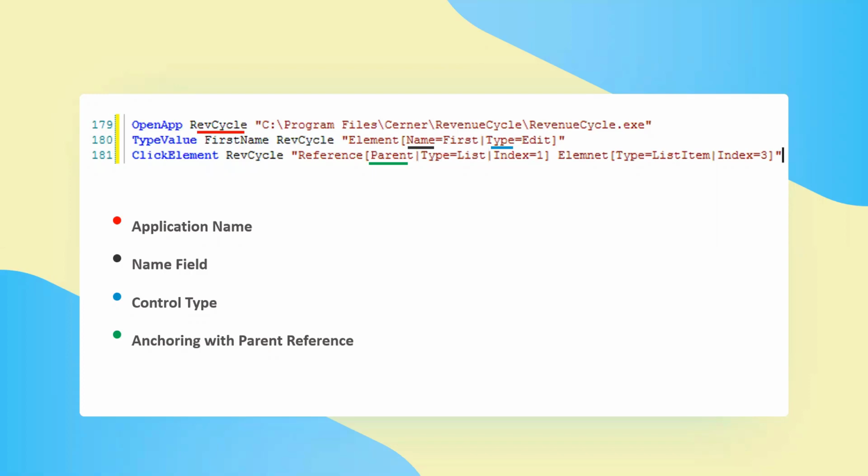And so on line 179 at the top, it says rev cycle, and then there is the application that we are opening. And that's going to be linked to this rev cycle kind of variable that we use throughout our script. So once you've decided on application name, then that follows you with your command. So your commands for like 180, for example, it says type value first name rev cycle. That rev cycle appears multiple times because you're interacting with that application itself.